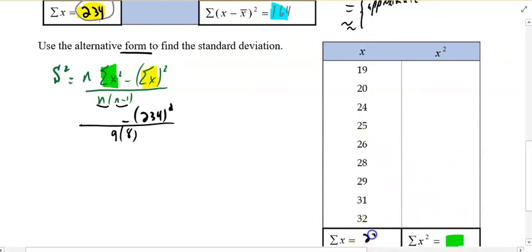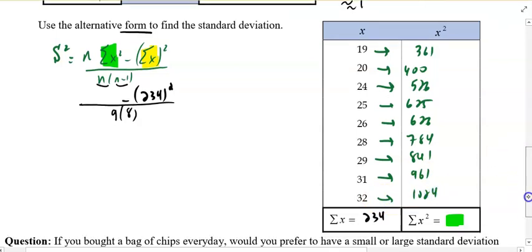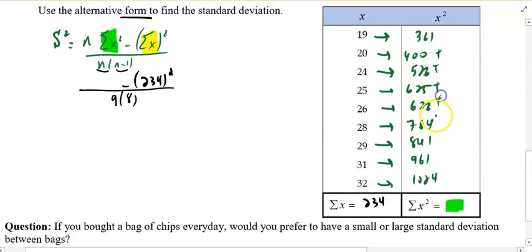We already know this is 234, but here, if we square those, if I square this, plug in a calculator, I'll get 361, square 20, I'll get 400, square 24, 576, 625, 676, 784, 841, 961, and 1024. And if I add all of those, I will get 6,248. And I want to really demonstrate really quick how to do that one shot.